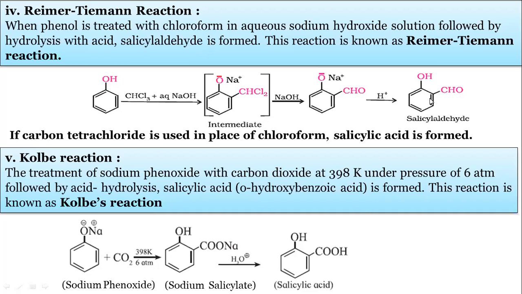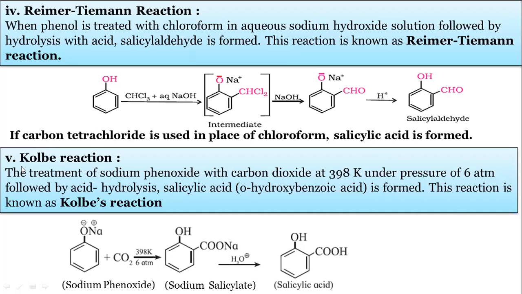But remember one thing, if instead of chloroform CHCl3, carbon tetrachloride is used, we get salicylic acid as the product. Means instead of the CHO group, we get the COOH group. Instead of salicylaldehyde, we get salicylic acid when carbon tetrachloride is used. This is the Riemer-Tiemann reaction.